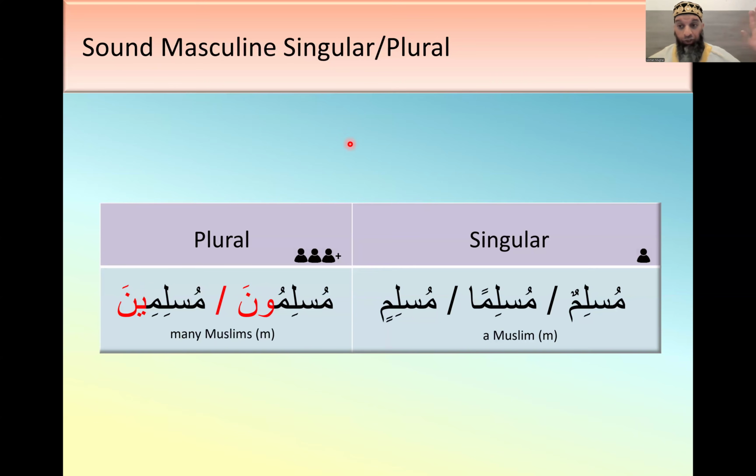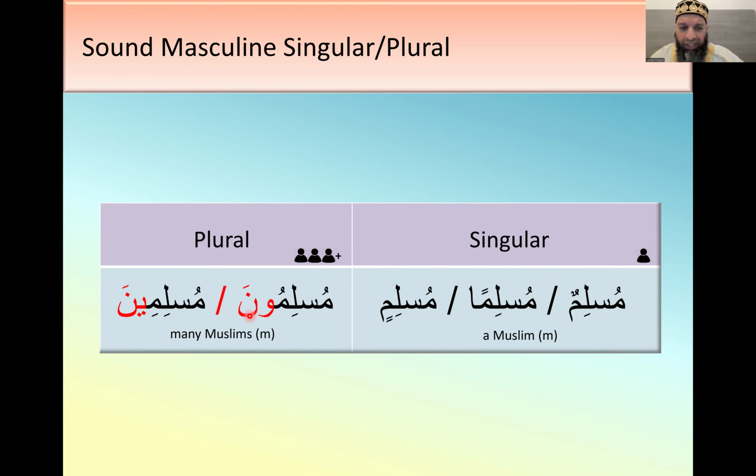So that's the masculine one done. That's it. Just una and ina, job done. Una and ina, you can get tested on this. So you might be given a word and asked, what does this mean? And you need to know una or ina ending means plural.